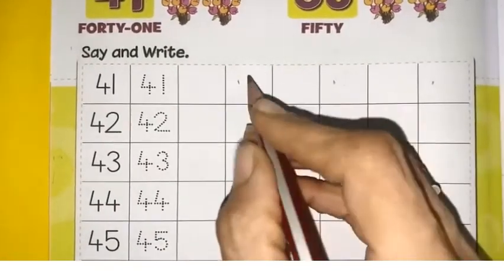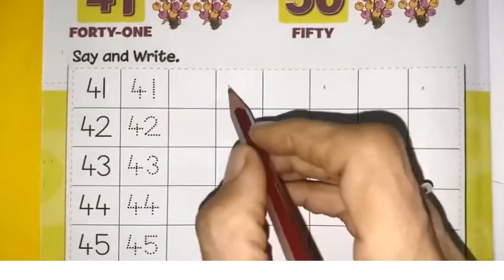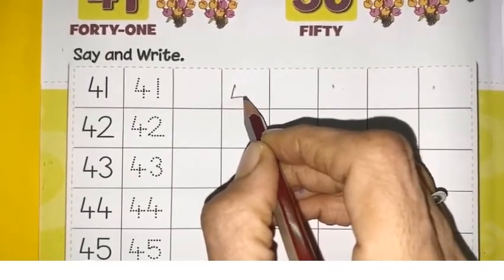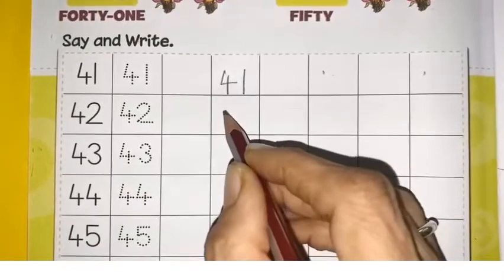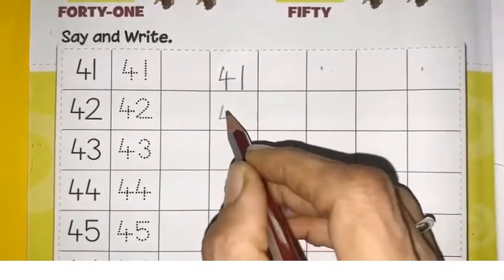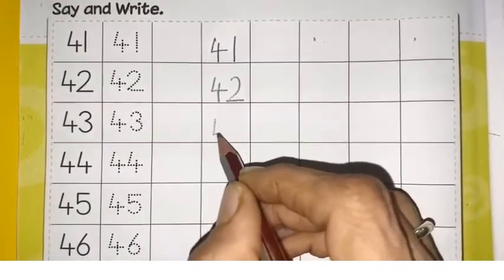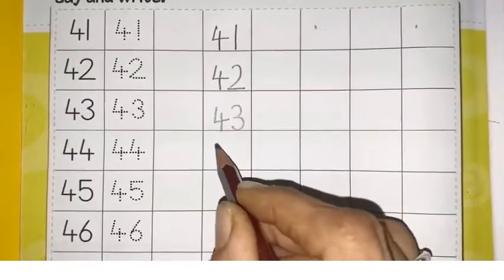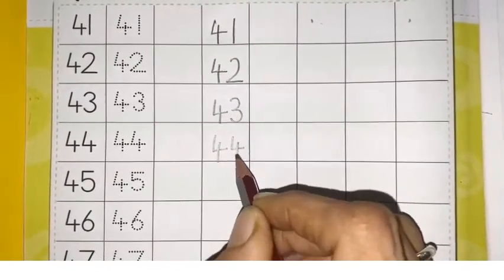And now we'll start writing in this column. Leave one row and write. 4, 1, 41. Always say and write. 4, 2, 42. 4, 3, 43. 4, 4, 44.